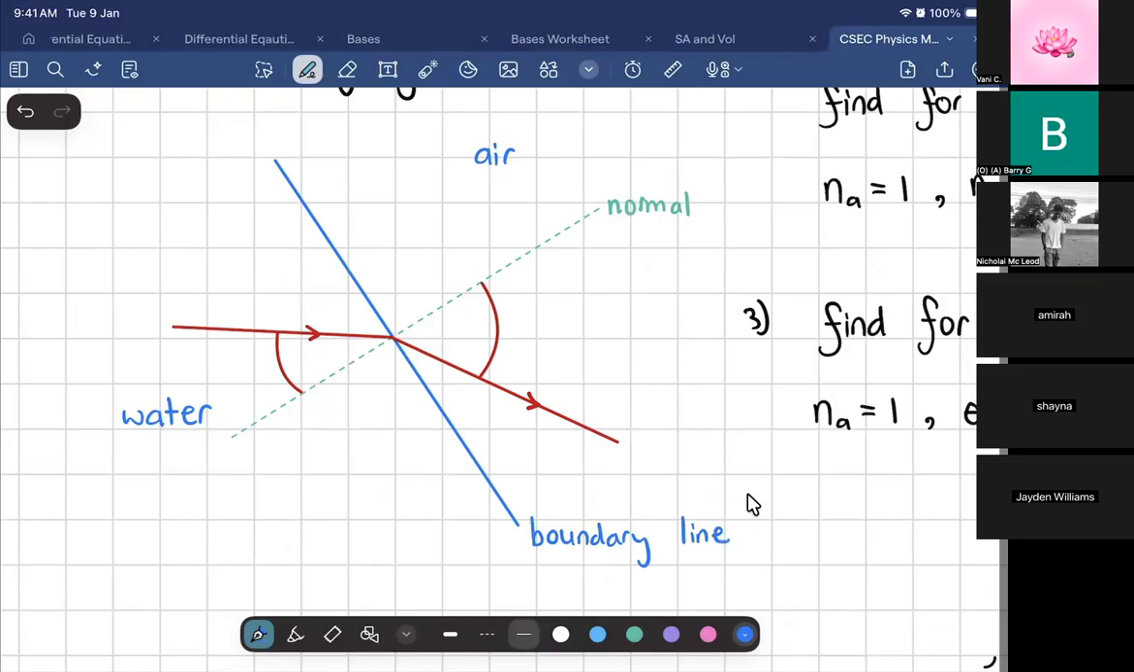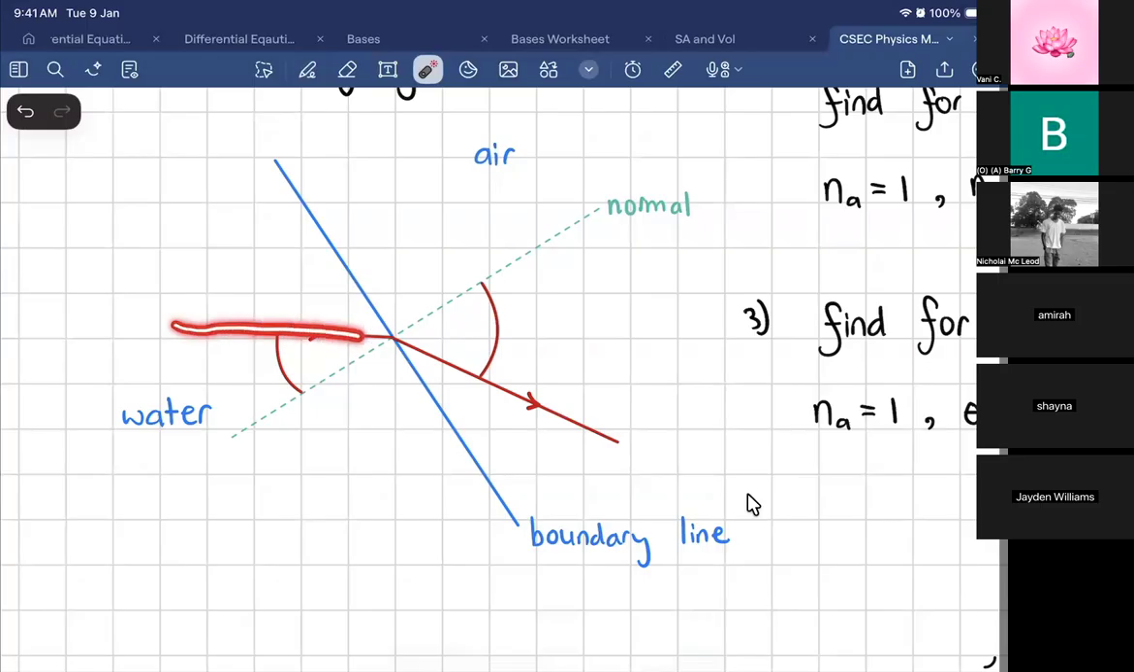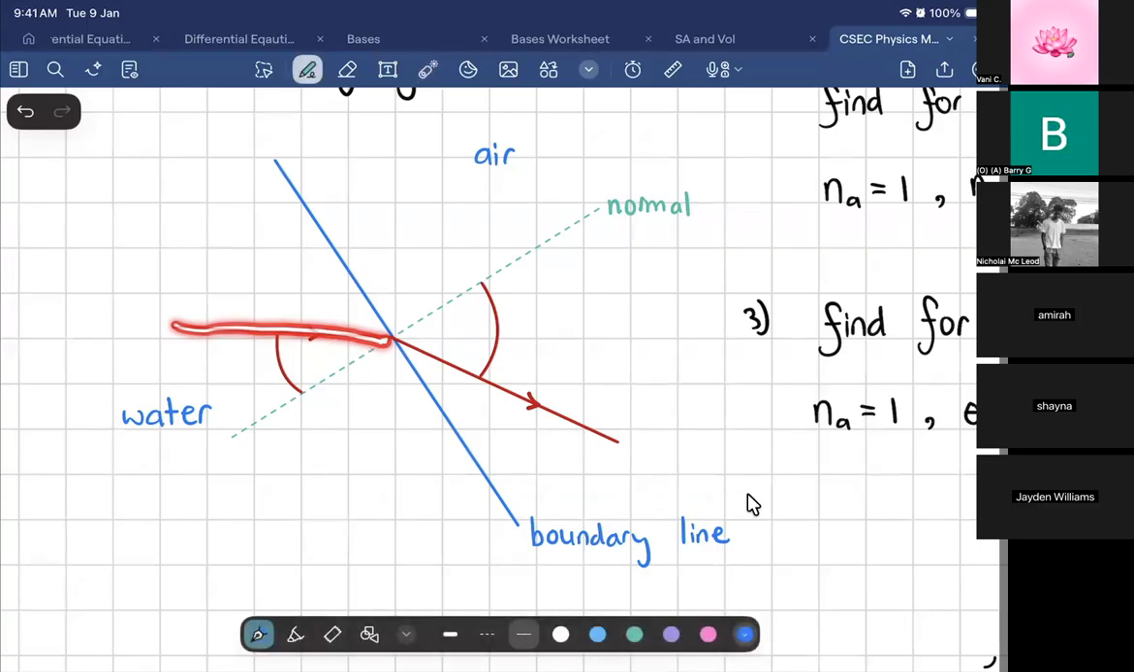Vani, the boundary line and the normal have to be what angle apart? 90 degrees. Yeah, 90 degrees. Amira, what do I call this ray over here? The incident ray, right?